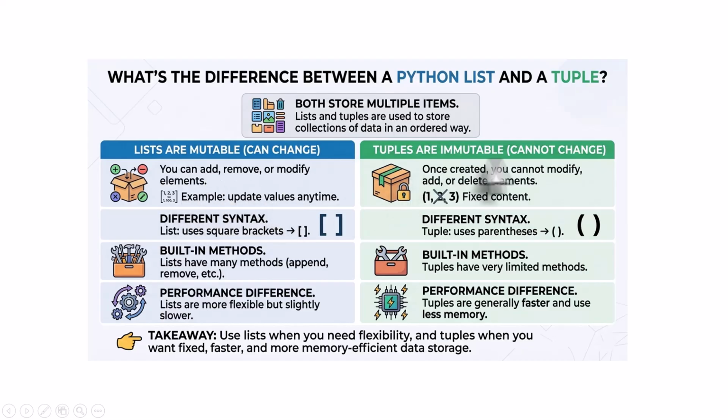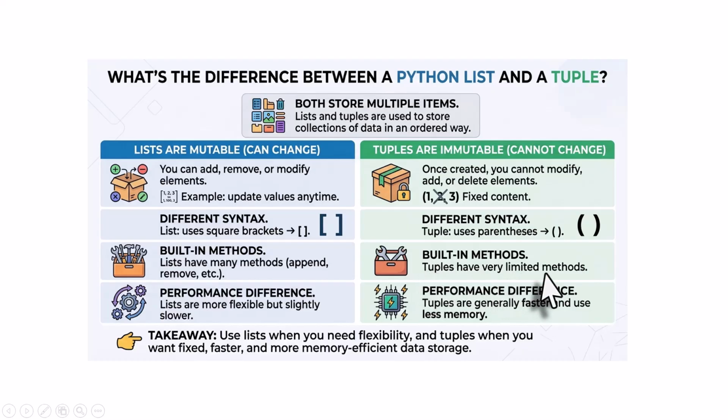And tuples are immutable. That is, they cannot be changed after they are created. So once created, you cannot modify, add, or delete elements. And they both have different syntax. That is, list uses square brackets, whereas tuple uses parentheses. And when it comes to built-in methods, lists have many methods. For example, append, remove, etc.